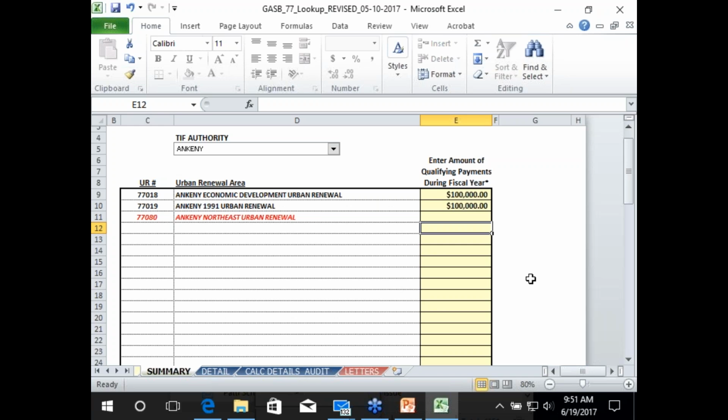Would the letters only be from the city or from both city and county? Yes, great question. The letter is going to come from the entity that has the TIF. So you will have a letter from the county if the county has TIF. You'll have a letter from the city if the city has TIF. They will not come on the same letter.